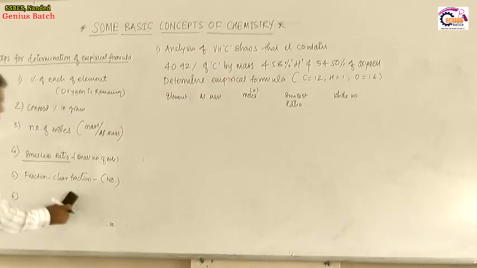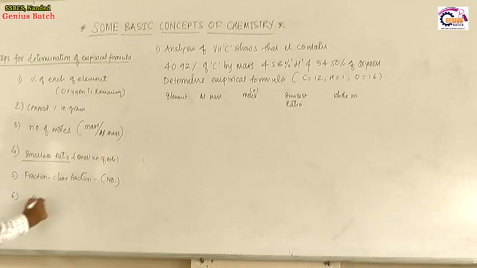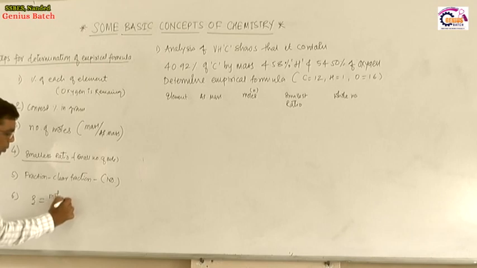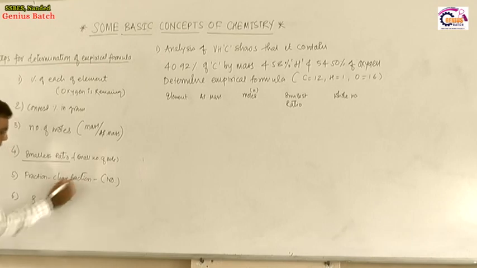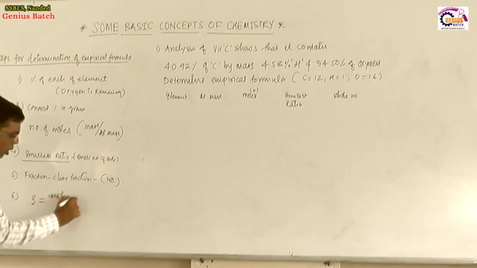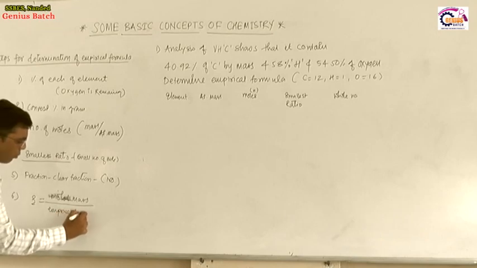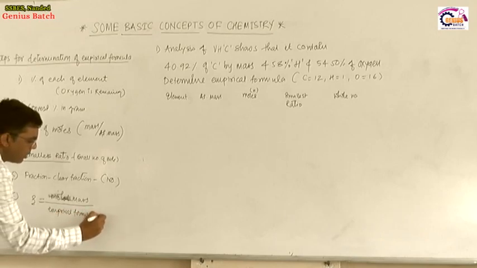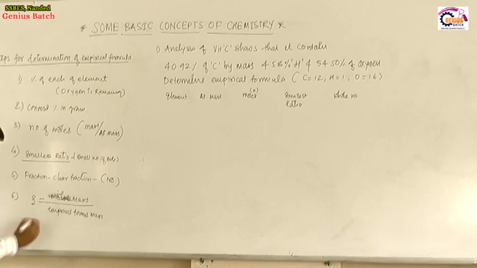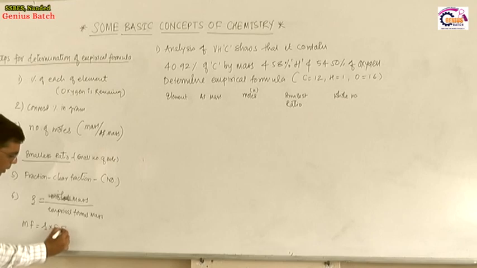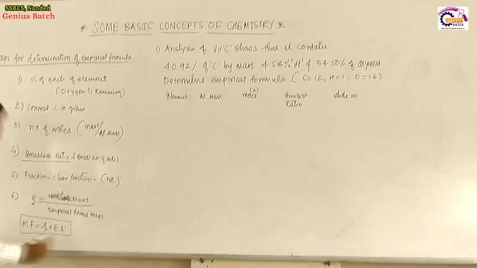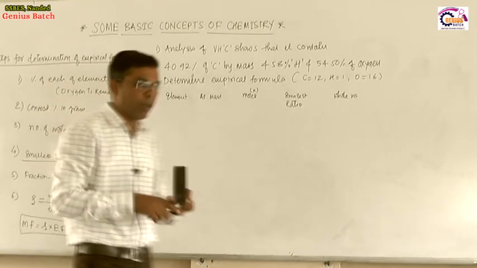If we want to determine the molecular formula, then we have an equation: R is equal to the molecular or molar mass divided by the empirical formula mass. So the molecular formula is equal to R times the empirical formula. By using this equation, we can determine the molecular formula.